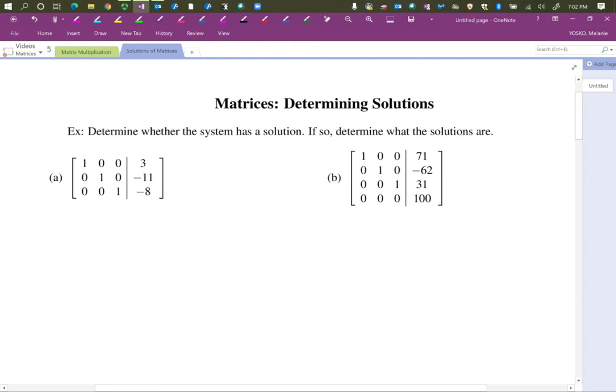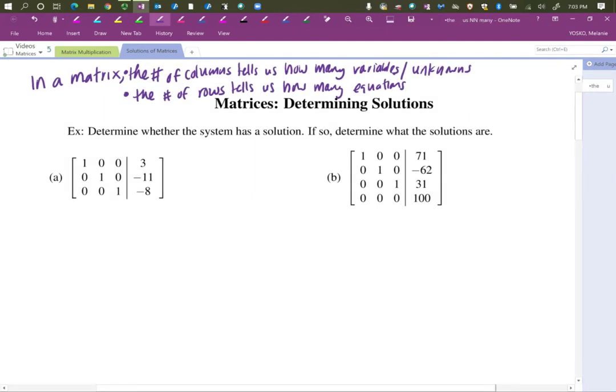Now we're going to look at some matrices and we are going to read the solutions. So determine whether the system has a solution. If so, determine what the solutions are. Okay, so if we're looking at a matrix, the number of columns tells us how many variables or unknowns we have, and the number of rows tell us how many equations.